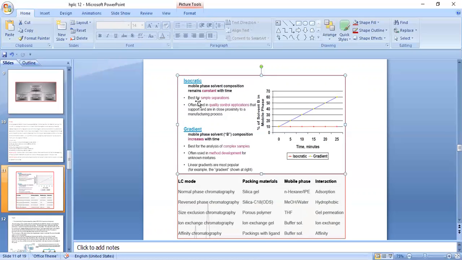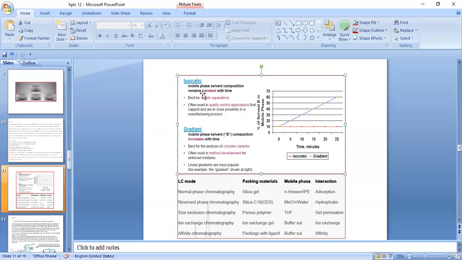So isocratic mode is best for simple separations, often used in quality control applications that are in close proximity to the manufacturing process. So normally the isocratic mode is for very simple separations where the polarity is quite different, so you can easily separate by using the isocratic mode.